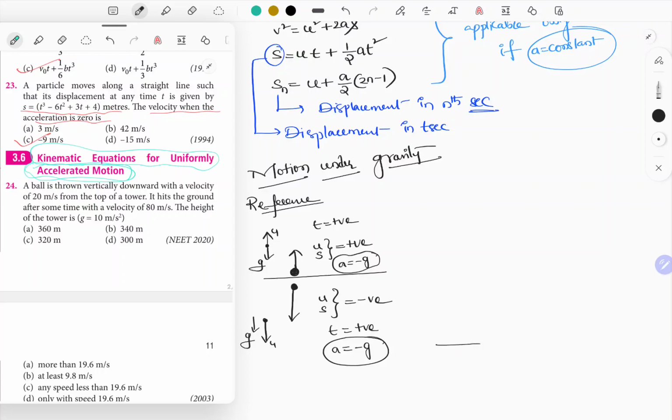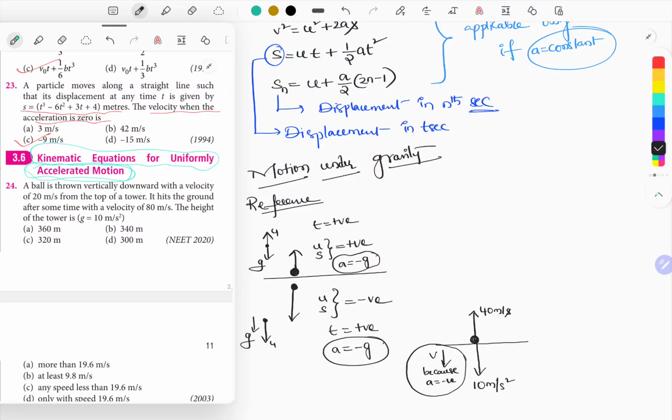I would like to give one more trick. So just observe carefully. When an object is thrown vertically upward, let's say with 40 meter per second, what is the direction of acceleration due to gravity? Acceleration due to gravity is downward, and it is equal to 10 meter per second square. What is the meaning of acceleration due to gravity being opposite to the motion of the object? In this case, does velocity decrease or increase? Velocity decreases. What is the reason? Because acceleration is negative. We know that when acceleration is negative, the velocity of the object decreases. Decreases by how much? That's what we have to understand.